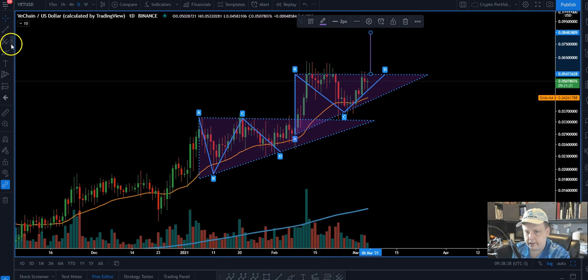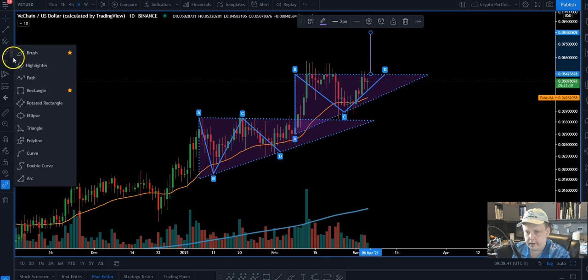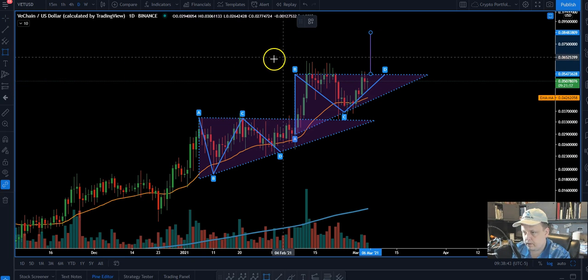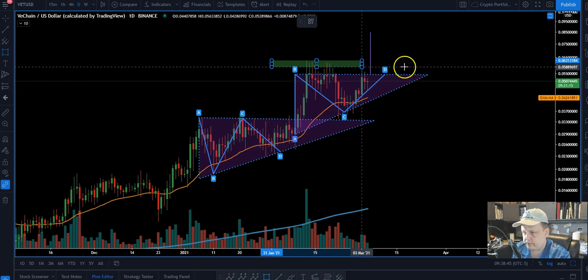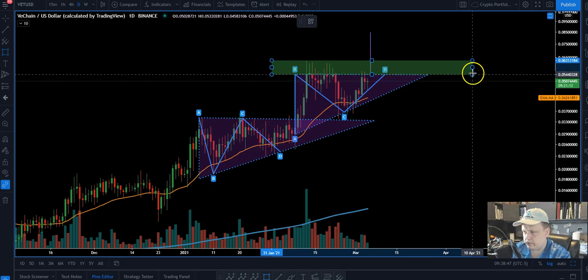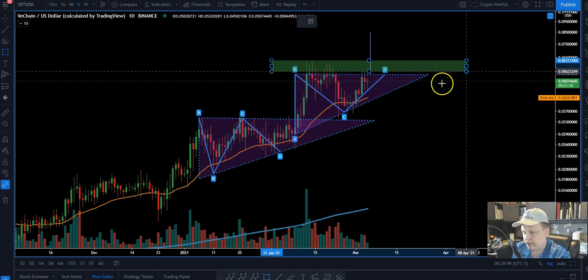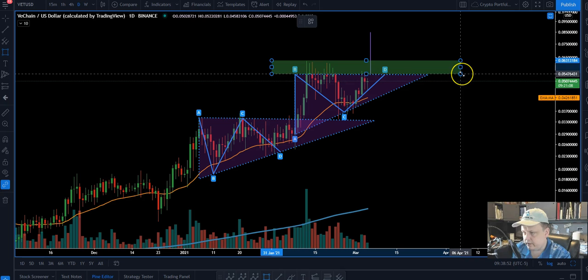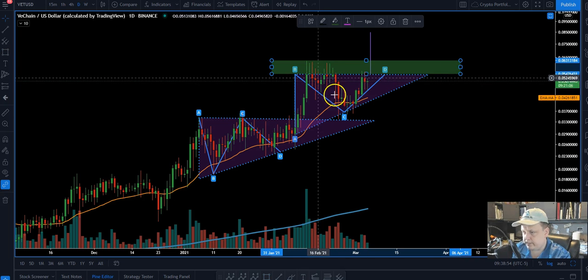This is a pretty big, a lot of wicks, a lot of resistance up at this level. So you got to be careful getting involved up here, because it could be another fake out. As you can see here.